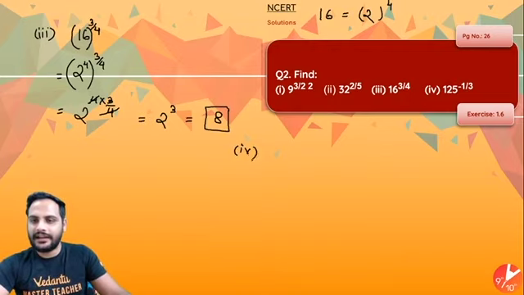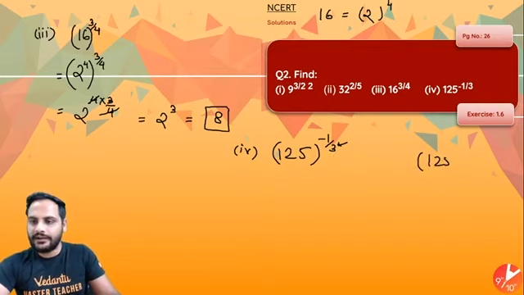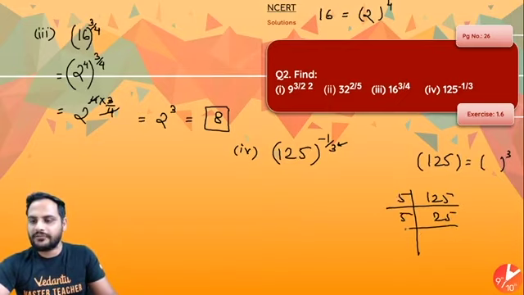Okay, and then the last one, 125 raised to the power minus 1 by 3. Now again, focus on the denominator. The denominator is 3, so I need to write 125 as something to the power 3. For the prime factorization of 125, divide by 5 to get 25, divide by 5 to get 5, divide by 5 to get 1. So 125 is nothing but 5 cube.